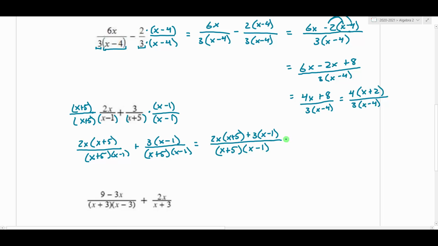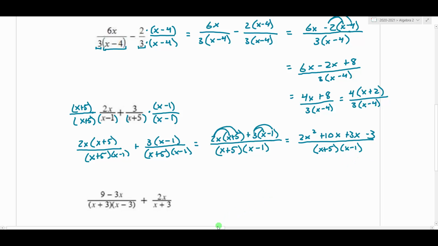Okay, so now technically we have added these two things together, but we can do a little bit of simplifying here. So I'm going to work on that using my distributive property. All right, so here we go. If I do 2x times x, we get 2x squared. 2x times 5 is 10x. 3 times x is 3x. And 3 times negative 1 is negative 3. All over (x plus 5) and (x minus 1).